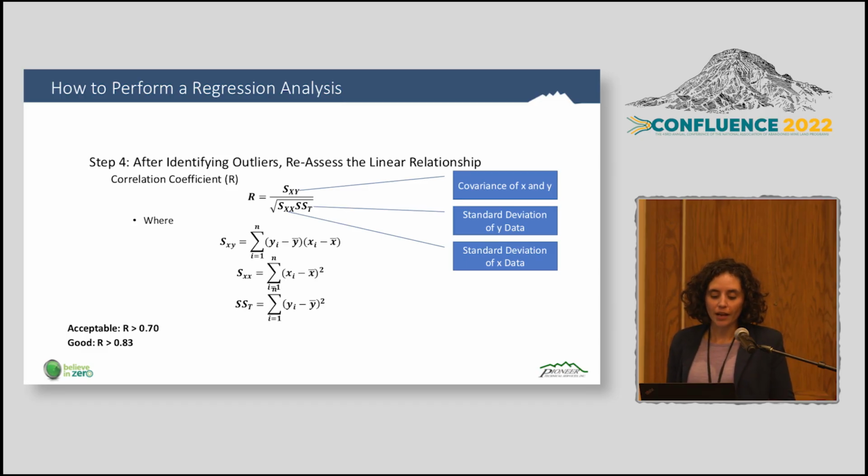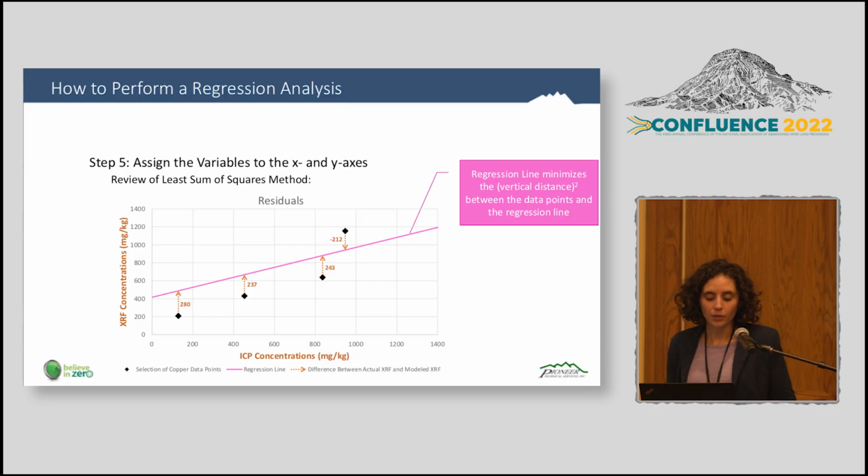So step 5 is to assign the variables to the x and y axes. And this is particularly important if you're using the least sum of squares method. So just going back to a review of how the method works, least sum of squares, you are minimizing the vertical distance between each point and that regression line. And that's how the math works out when you're calculating the formula to get that slope and y-intercept.